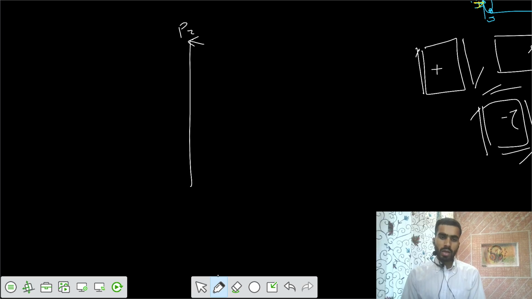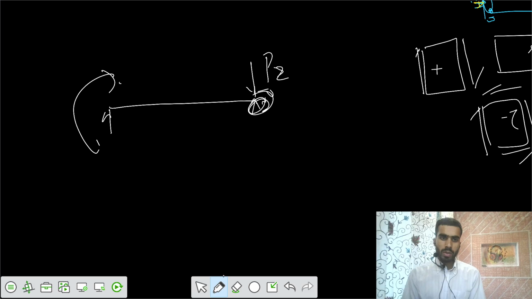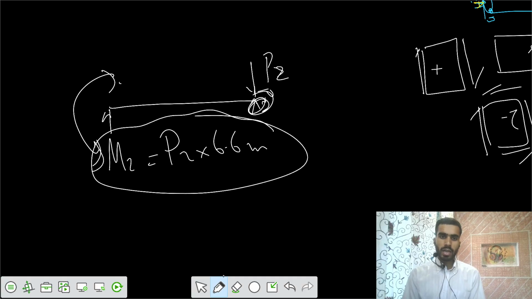Let's rotate it to get a better understanding. You applied a load in the Z direction, so a moment would get developed, anti-clockwise, Pz into 6.6 meter. So a moment is getting developed.